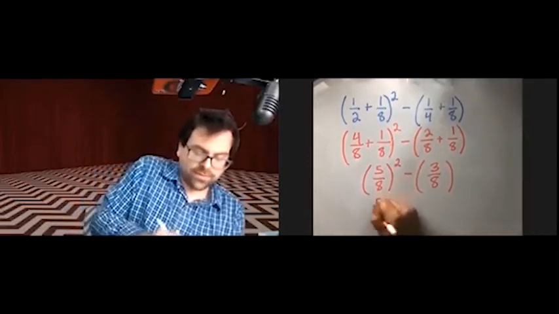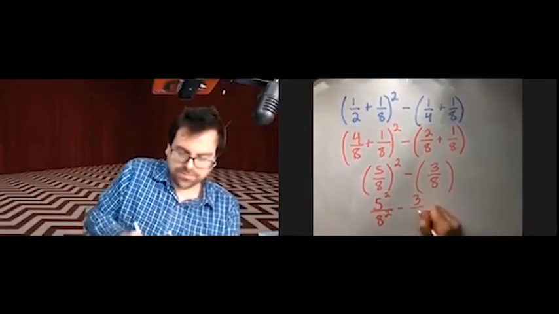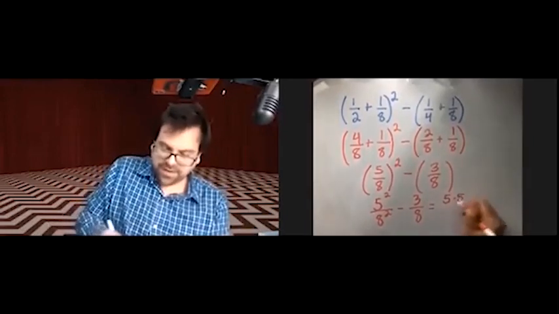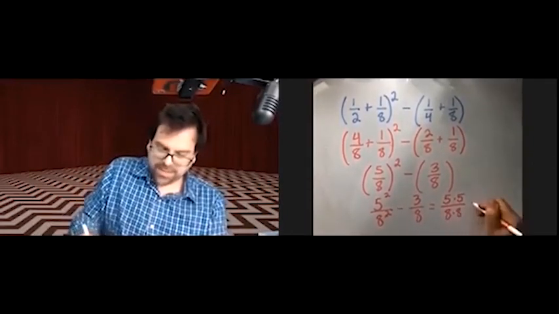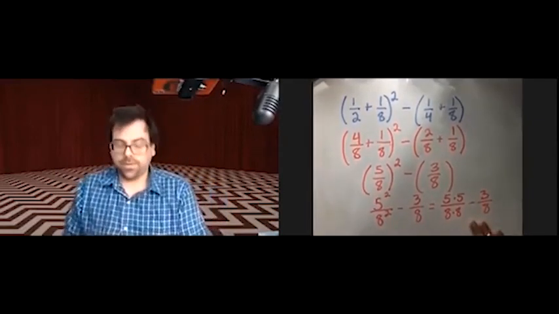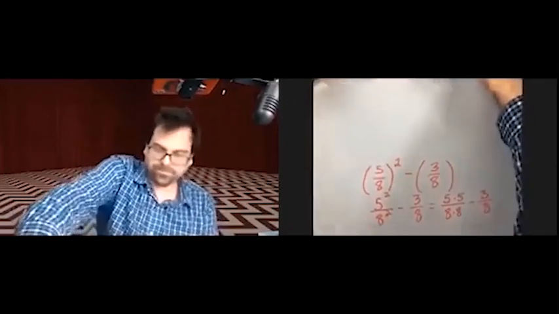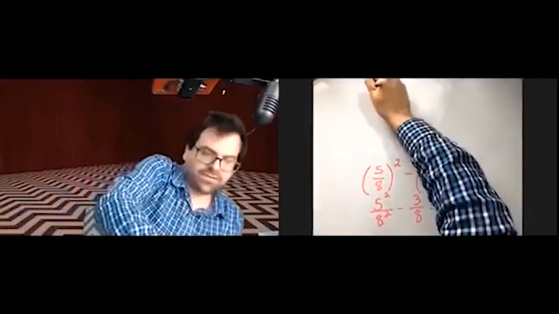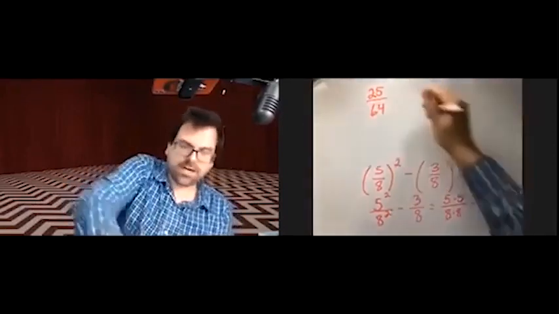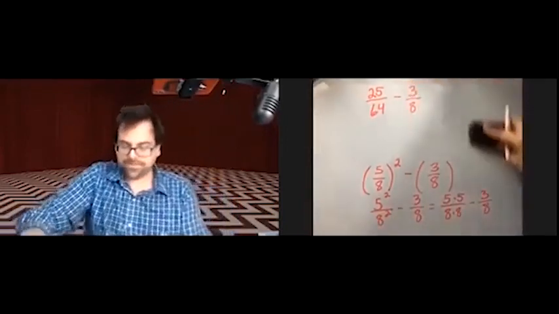5/8 squared is 5 squared over 8 squared, which is 5 times 5 over 8 times 8. Not forgetting the minus 3/8. Next step, I'll write up top. 5 times 5 is 25. 8 times 8 is 64. And don't forget, we are still subtracting 3/8.